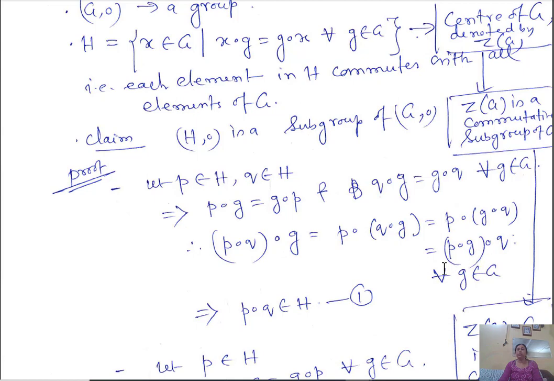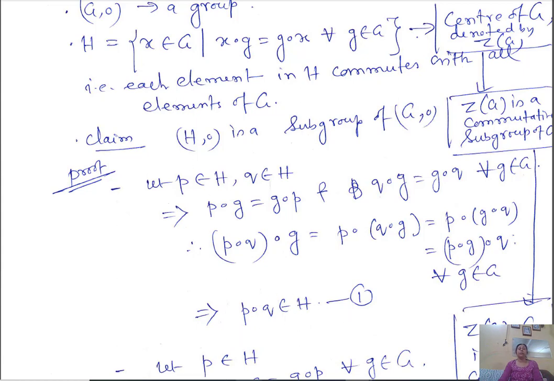This is the incomplete step, so you complete this part. P composition g, replace it by g composition p, then apply the associativity law, you will get that p composition q commutes with g for all g belongs to G. Therefore, p composition q is in capital H. So whenever p belongs to capital H, q belongs to capital H, then p composition q also belongs to capital H.